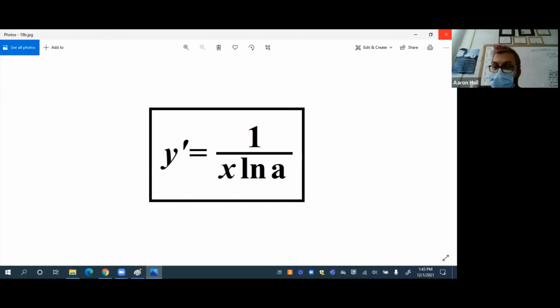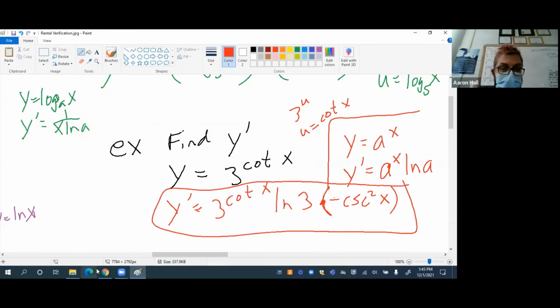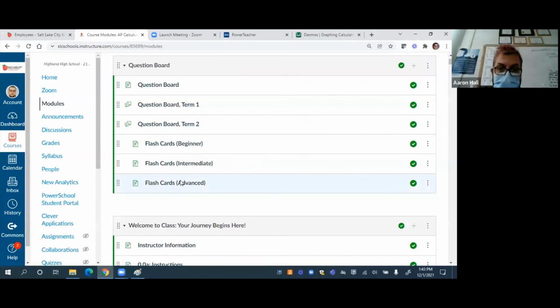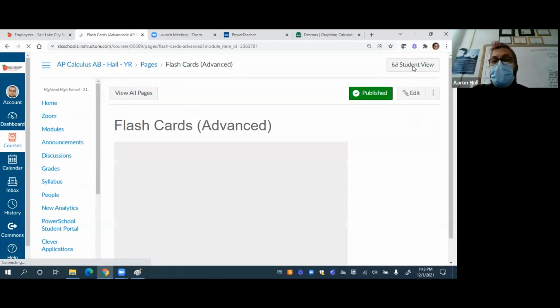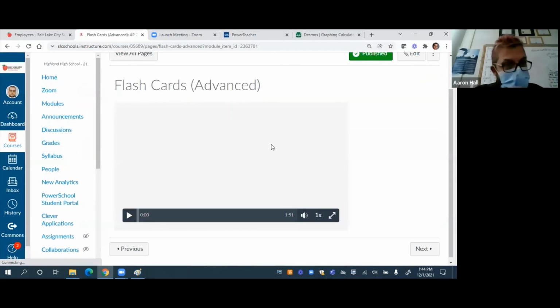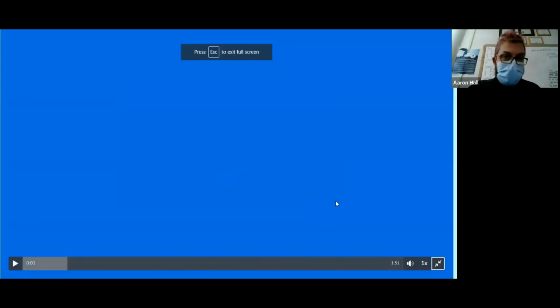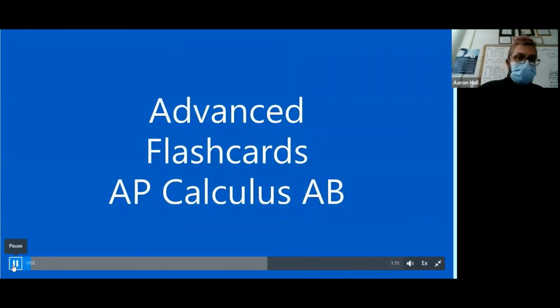Now, if we wanted to mix this up, I know we don't have a lot of time left, but again, I really encourage you, please go to these flashcards. If you don't feel like you can handle all of the flashcards at once, do the beginner level or the intermediate level. The advanced level has all of them. So this is actually a video that I put together of those flashcards. You cannot find this anywhere except here because I created it. Okay. Advanced flashcards, AP Calculus AB.